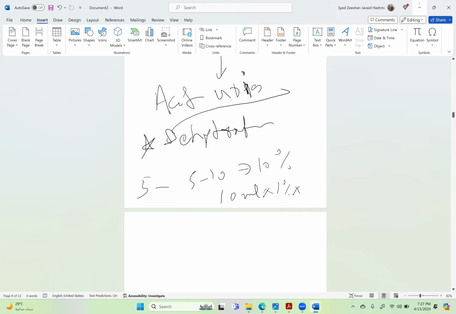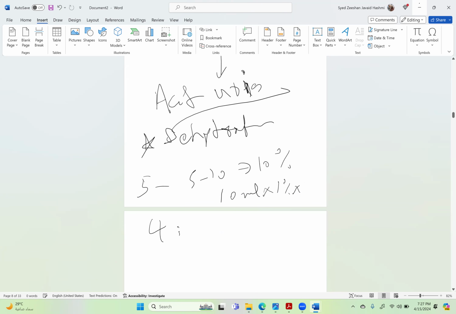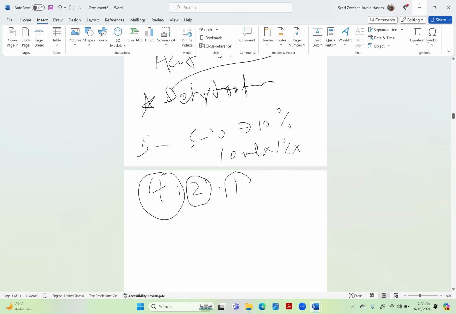So there is a 4-2-1 formula. For the first 10 kg, it's 4 ml per kg. The next 10 kg, it's 2 ml per kg. And for any weight after that, it is 1 ml per kg. So you will just assess the level of dehydration.